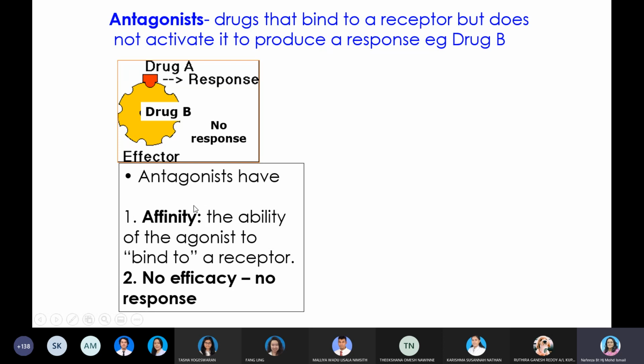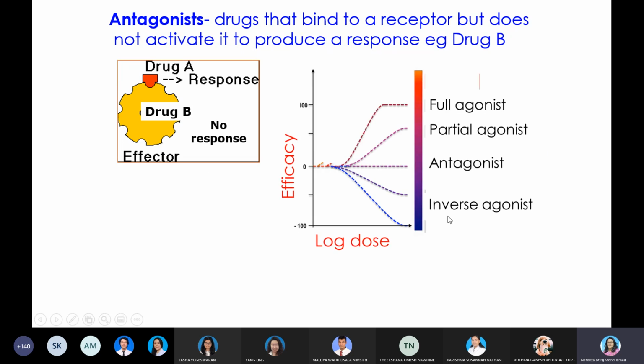So an antagonist has affinity. All the drugs, full agonist or partial agonist and antagonist, they all have affinity. They can bind to the receptor. The difference is the antagonist has no efficacy; it produces no response, right? So it causes no cell signaling, no response. It just blocks the response, not like a full agonist and partial agonist.